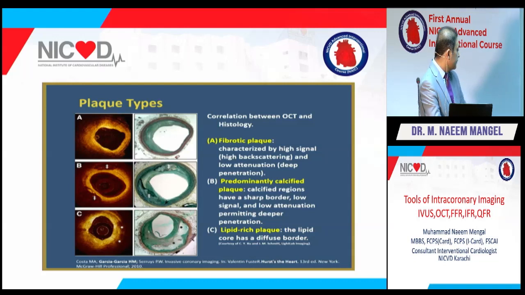So you can see this calcium, and also you can see this calcium in the edges, and also a lipidic core. If there is calcium, you can see the edges very sharply, but in case of lipidic core, you cannot see the edges sharply. So this is just like a pool of mud. If you see, the lipid pool is just like a pool of mud, definitely. You cannot see anything beyond that.